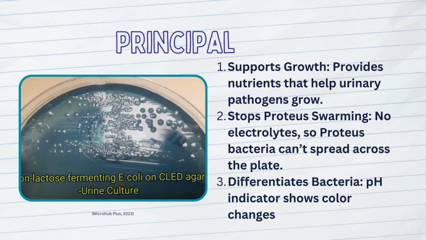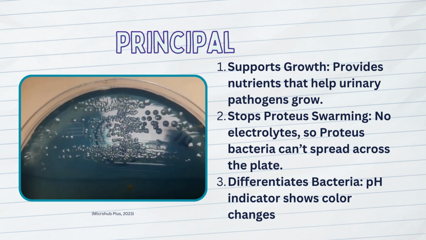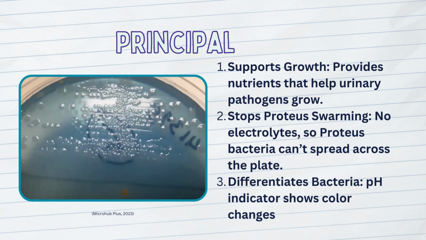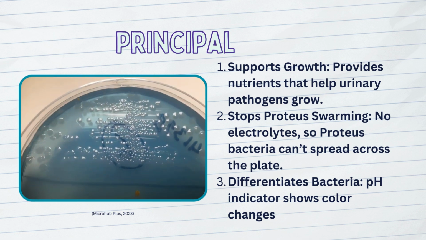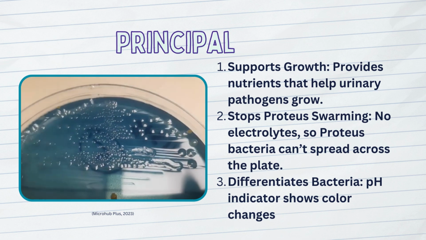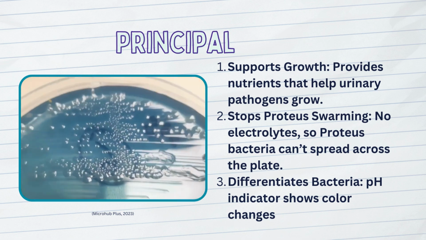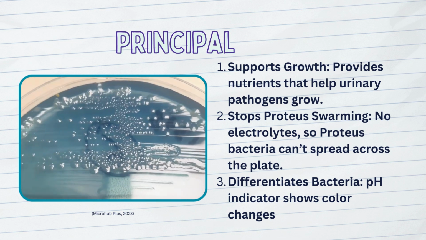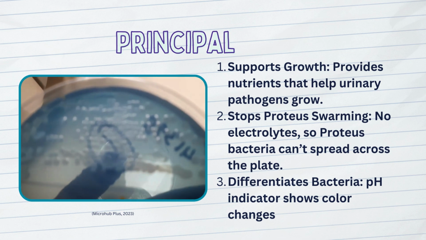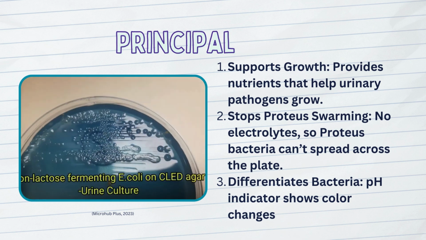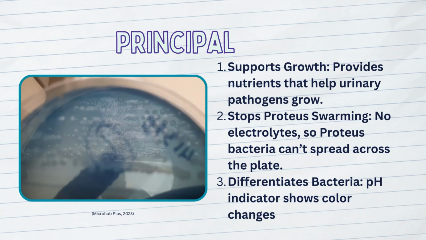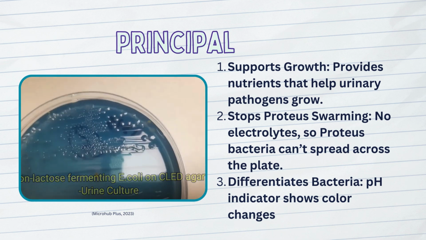So, to simplify everything, we'll say that CLED Agar supports the growth of urinary pathogens because of the nutrients that are going to be in the agar itself. It stops Proteus species from swarming because of the lack of electrolytes, and it differentiates bacteria due to the pH indicator that is within the agar.